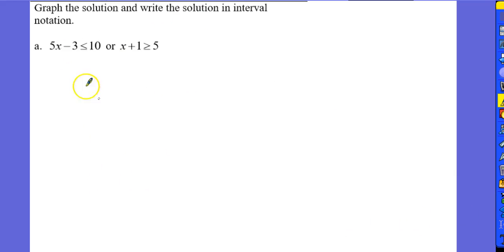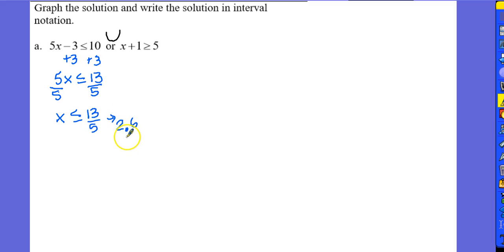All right, so here we have problem A. Graph the solution, write it in interval notation. We see the word or, so that means we're looking for a union. It's good for one or the other. So we'll solve this first one in blue. I'm going to add 3, 5x is less than or equal to 13. I'll divide by 5. So we have x is less than or equal to 13/5, which, for purposes of graphing, we're going to say 2.6, just so we know where to put it on the number line. Not so much that I want you to change it, because I don't. Leave it just like that.